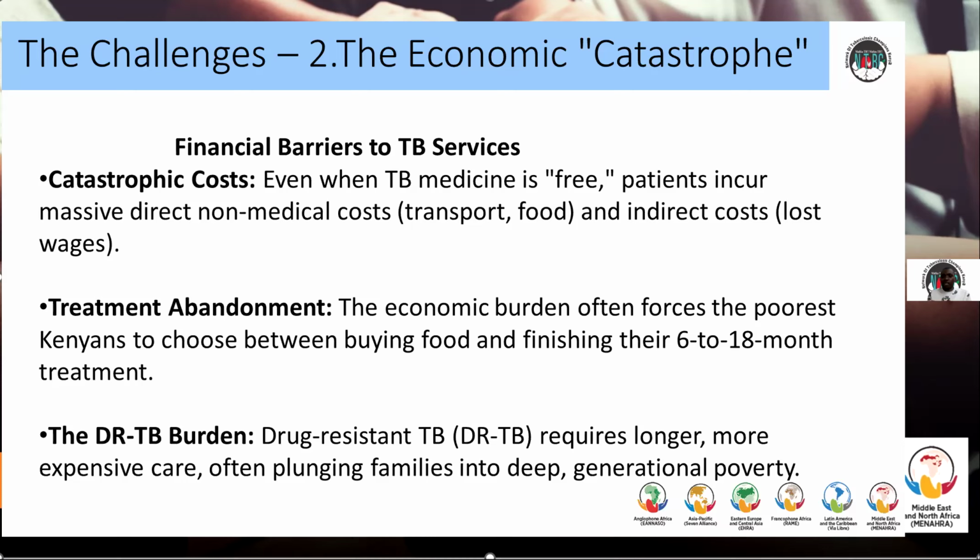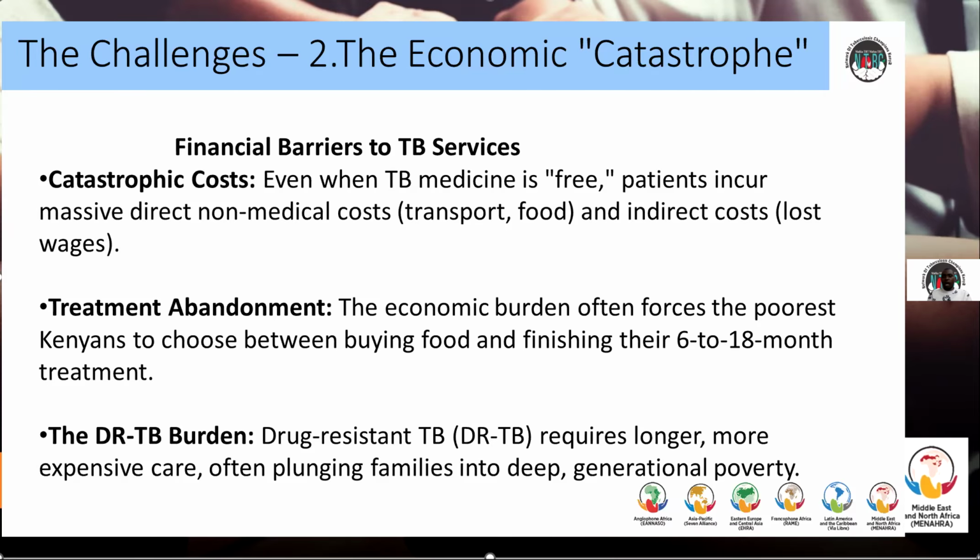So if you have been given two options, you have to buy medication, or you have to buy food. What will you do? And you have maybe 6 kids or 5 kids that are waiting for you. You will prioritize buying them food. You will not prioritize buying medication or even going to the hospital. Then the burden of DRTB is still there in the country, and we are still struggling with it.